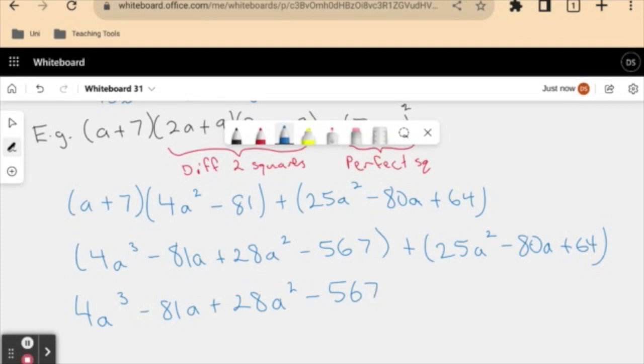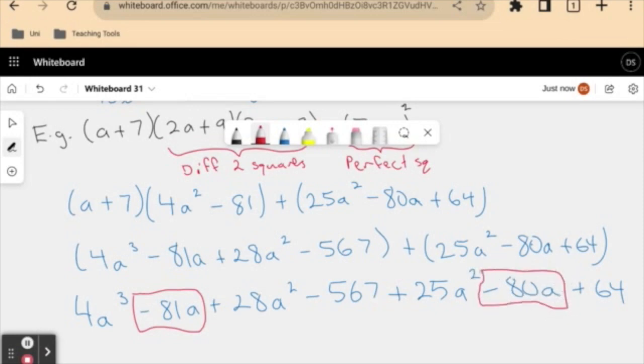Now, our positive with another positive, that's going to give us positive 25a squared. Now, this positive outside with our negative 80 will produce a negative. So we get negative 80a and then a positive 64. Cool. Okay. Now, we may have a few extra like terms. So let's just color coordinate these and isolate them. So our negative 81a will combine with this like term of negative 80a.